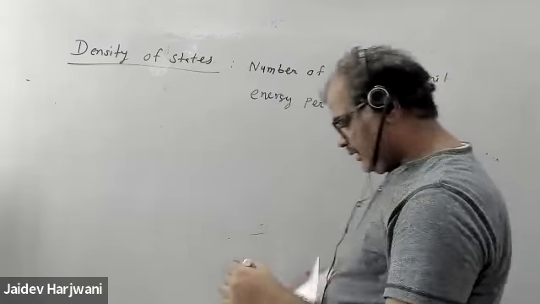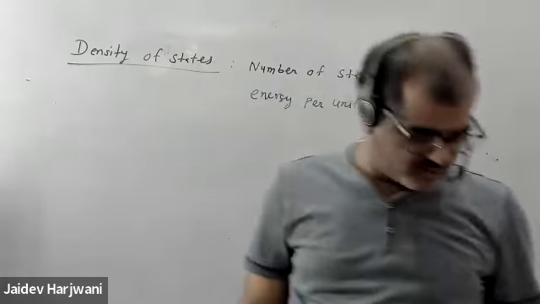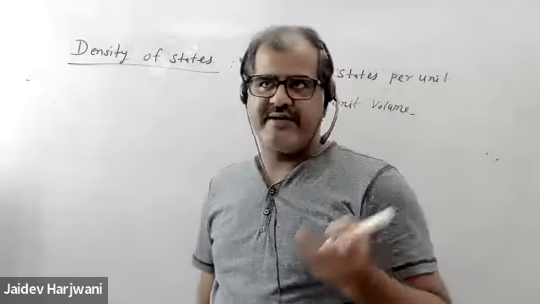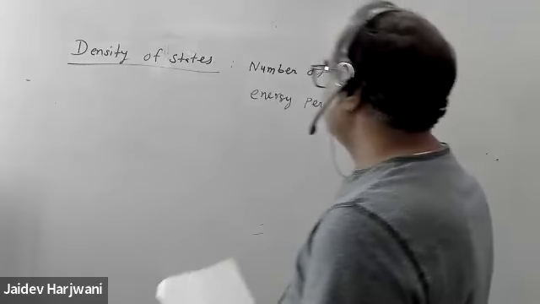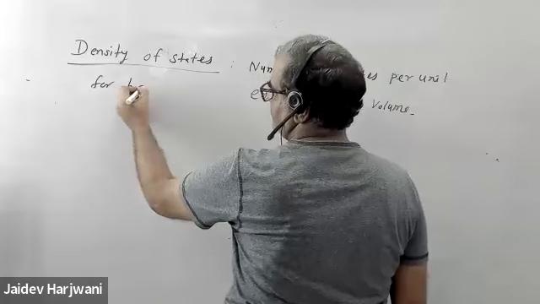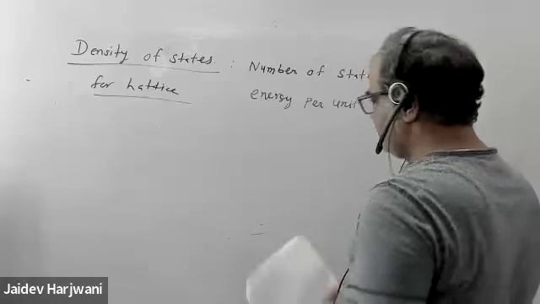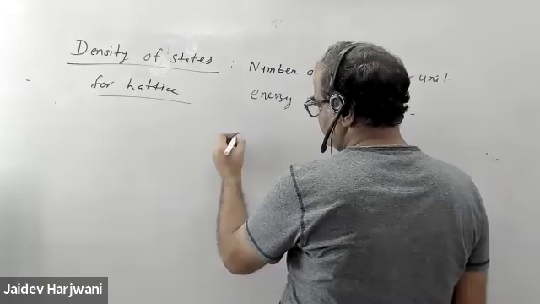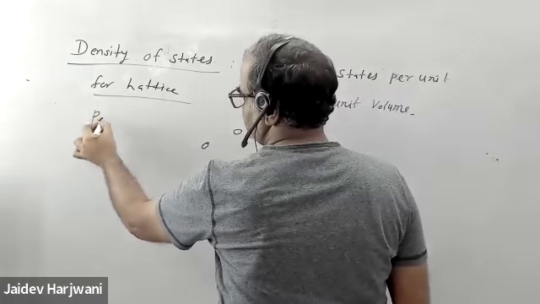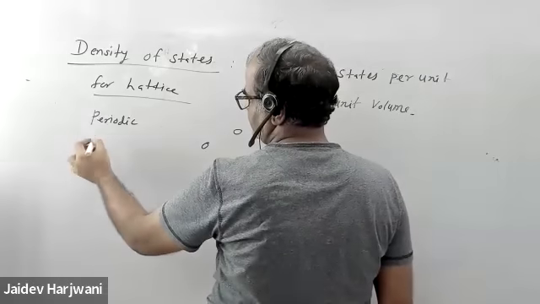Okay. Now, density of states can be derived. So there are a number of ways you can approach this problem, but the final expression will come always same. So now I'm computing density of states for lattice. We have already seen periodic boundary conditions. So I'm using now periodic boundary conditions. I will tell you the difference between periodic and fixed also.